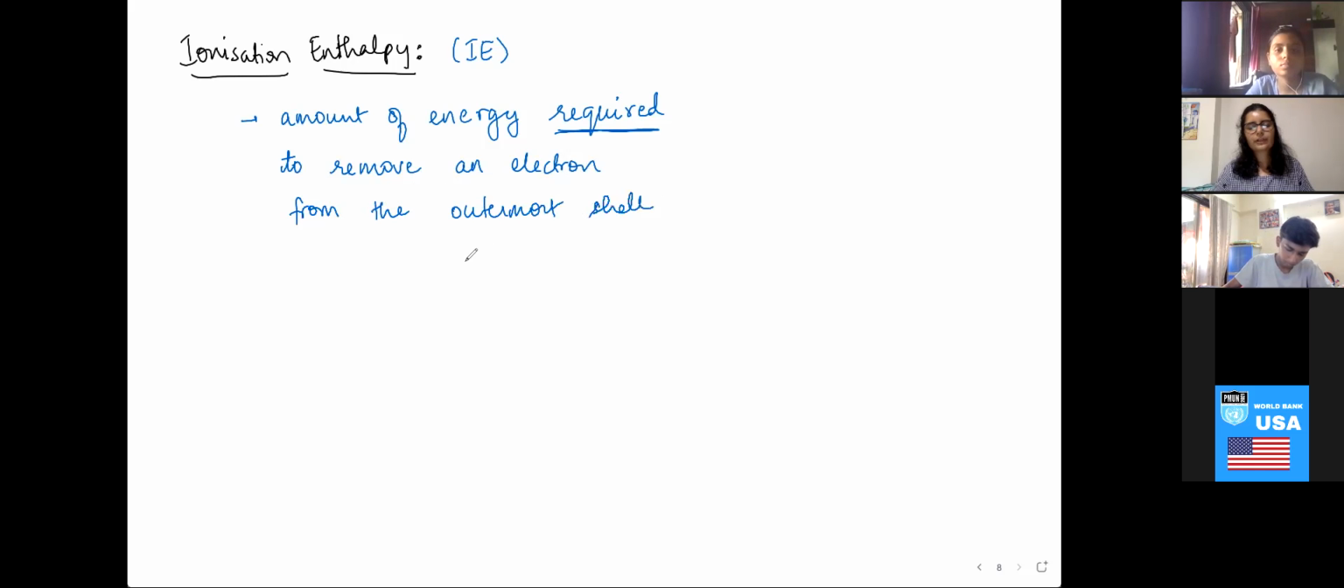if you are talking about removing an inner electron, then that's not going to be ionization enthalpy. It's not a standard; you will get an energy value, but that's not ionization enthalpy. It's going to mean something very different. So for ionization enthalpy, you remove it from the outermost shell of a neutral gaseous isolated atom. This is important. So it needs to be a neutral gaseous atom, isolated atom.